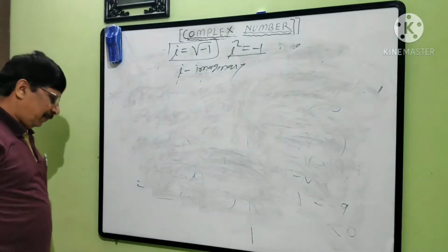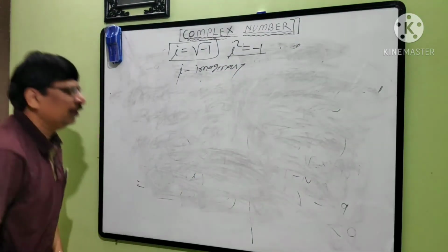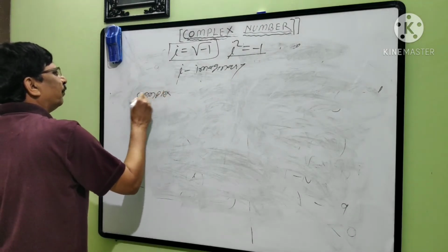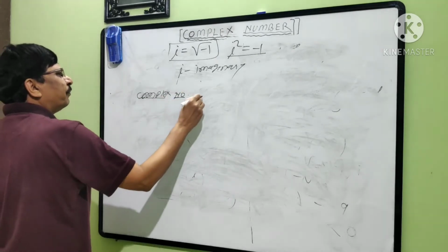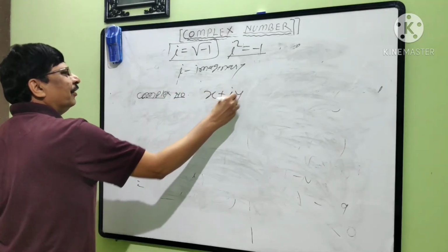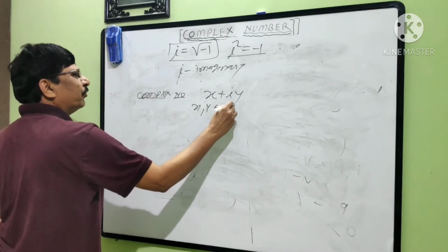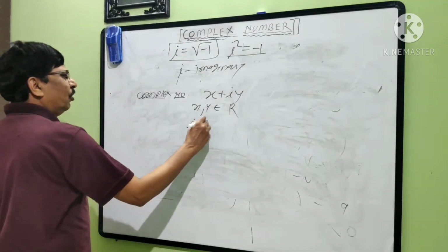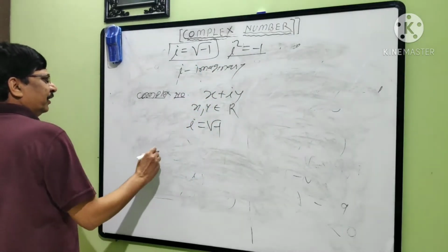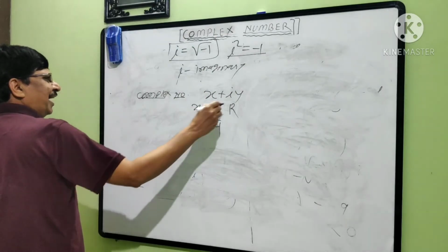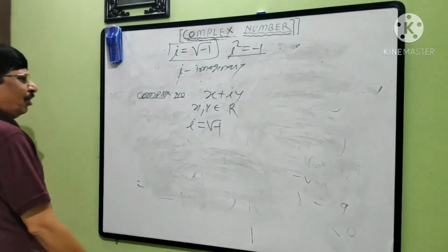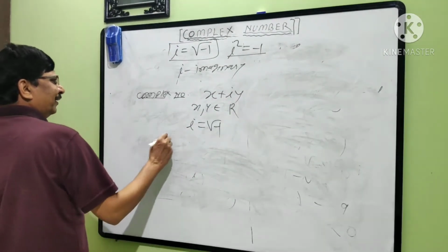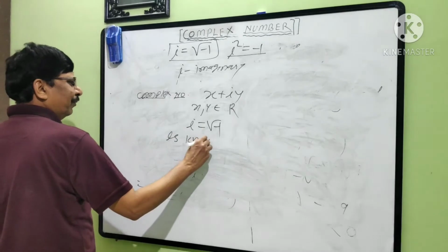Now I am going to define complex number. The definition: a number of type x plus iy, where x comma y belongs to R, meaning x and y are real numbers, and i equals what? Under root of minus 1. Such a number, x plus iy, where x and y are real numbers and i is under root of minus 1, is known as a complex number.